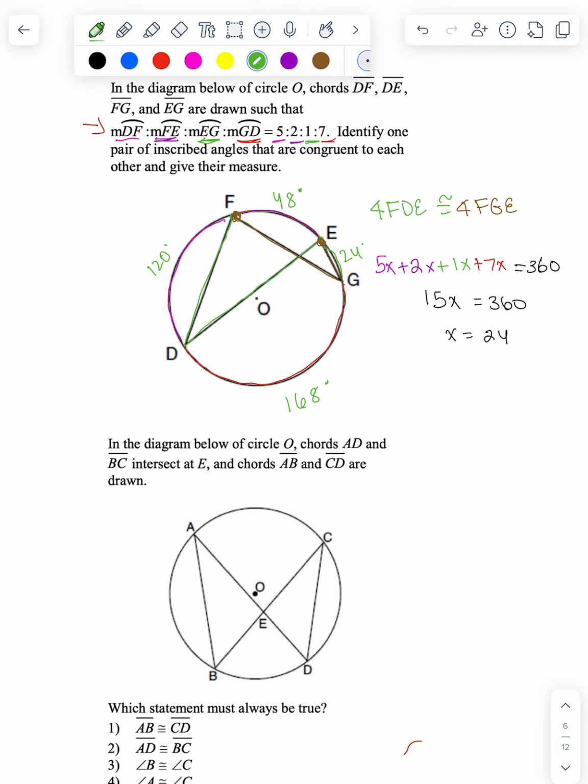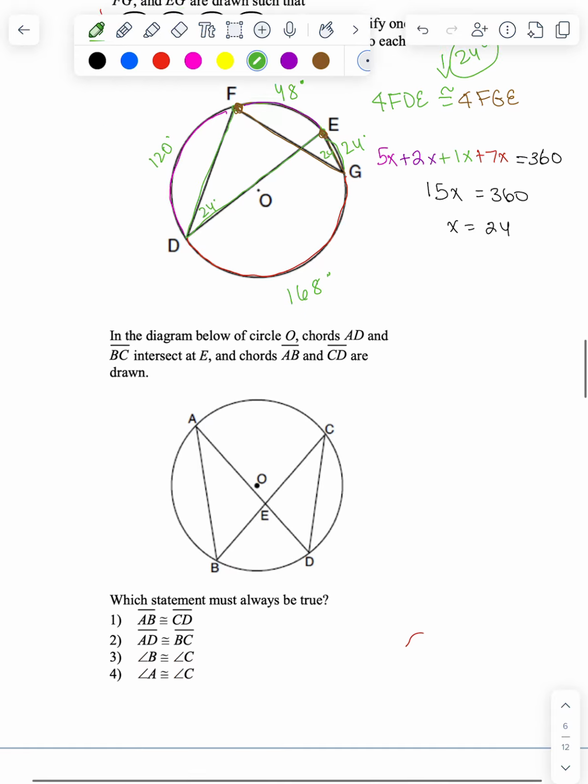So now that we know the measurement of arc FE, which is the arc that both inscribed angles intercept, we can find both of the inscribed angles because inscribed angles are half the intercepted arc. So if the arc is 48, half of that would be 24. So both of the inscribed angles, FDE and FGE, would both be 24 degrees. I'm going to put that here. They would both measure 24 degrees.